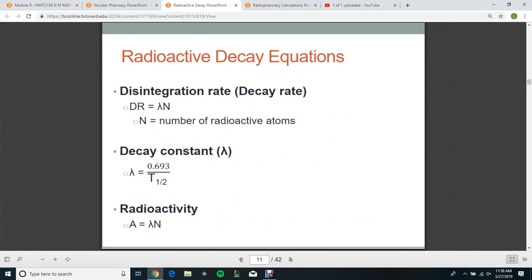Radioactive decay equations. The disintegration rate, which is the decay rate, is equal to the decay constant times the number of radioactive atoms. The decay constant is equal to 0.693 over the half-life.